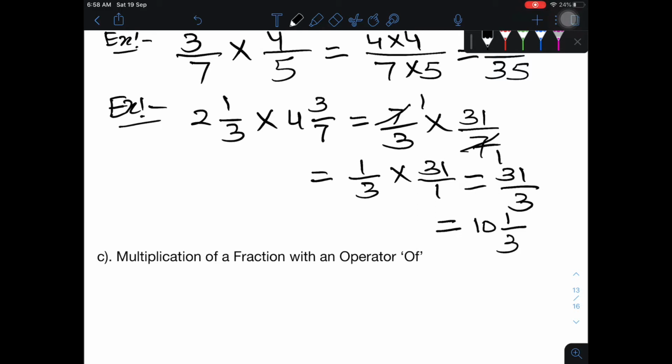10 and 1 by 3. If you are facing problem in converting improper to mixed fraction, please watch video 1, which I have named fraction part 1, and the link is given in the description box.